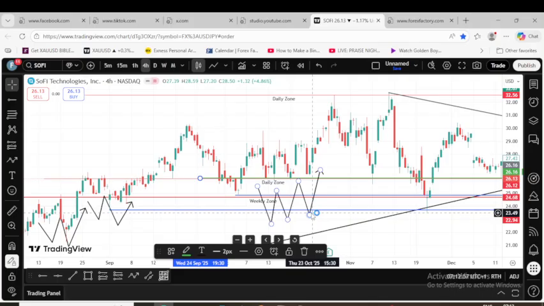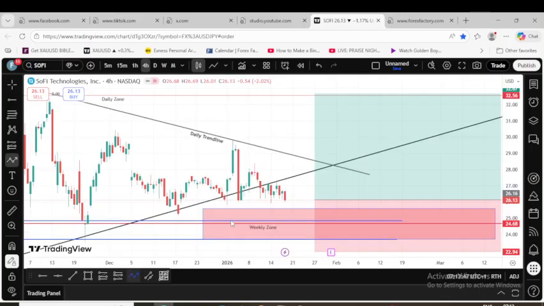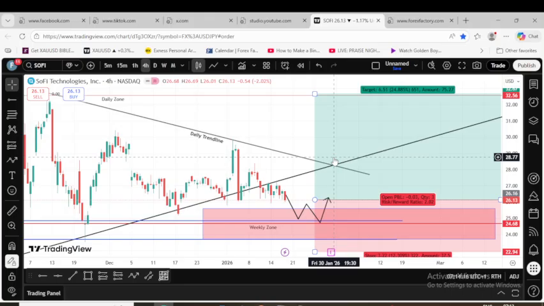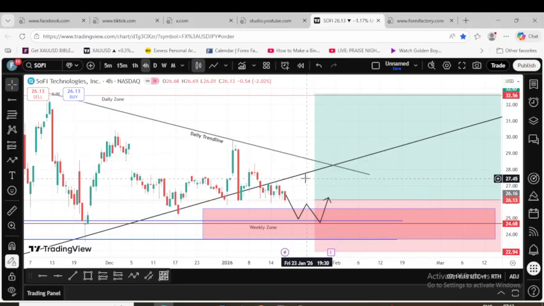So quite clearly and quite obviously, what we are going to be looking for is a W pattern. The minute we can spot a W pattern, then we'll jump in on this trade with full confidence. The minute we spot a W pattern. So that's it for top to bottom analysis on SOFI Technologies Incorporated.